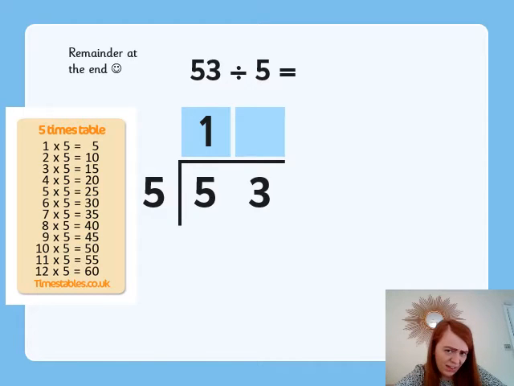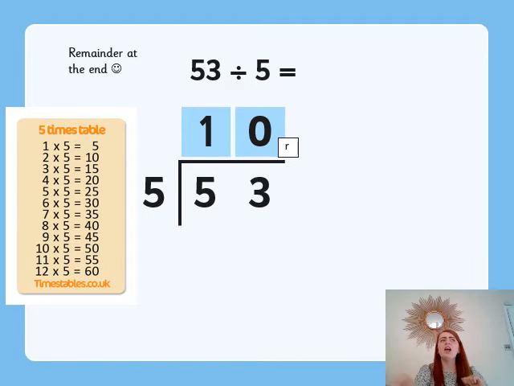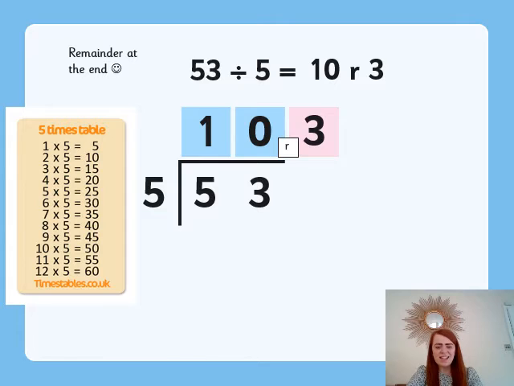3 divided by 5. If I had 3 cookies and I shared them equally between 5 people, would anyone get a cookie? Would that be fair? No, no one would get any cookies, but I would have a remainder. What do you think my remainder would be? If I had 3 cookies and no one got a cookie, I'm going to be left with 3. So 53 divided by 5 is 10 remainder 3. And you can see that I have shown my remainder at the end of my sum by doing an R for remainder and then the number that is left over.